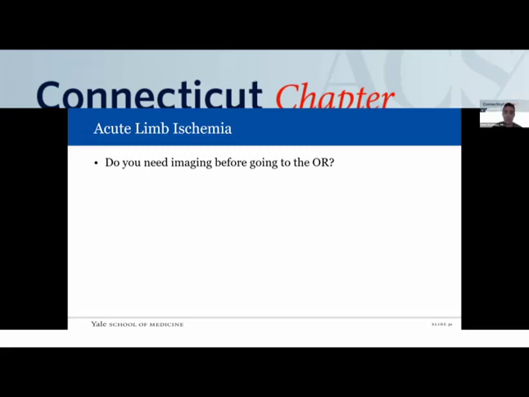So the question is, for your ABSITE and for your oral boards and gen-surg boards in real life, do you need imaging before going to the OR? And also, what imaging do you need? In my practice, if you have a known cause, if it's a dissection flap or a closure device or an ECMO cannula, I do not get imaging. I bring them right to the OR. We know what the problem is.